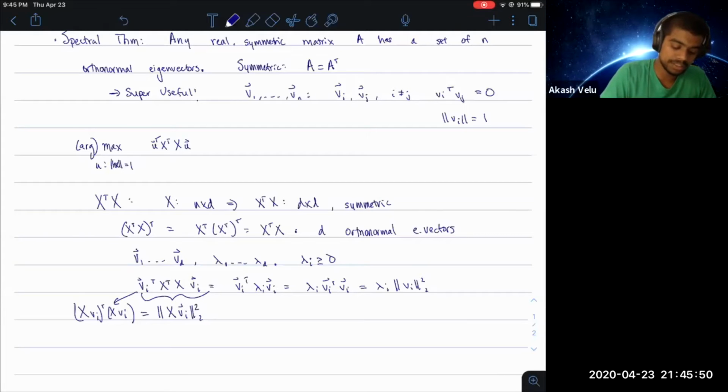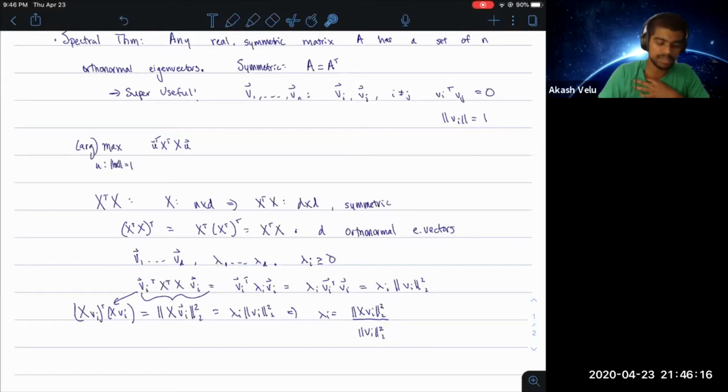So we've basically shown that this is equal to lambda i norm Vi squared, which means that lambda i is equal to X Vi norm squared over Vi norm squared. So the top, the numerator, is a non-negative number because you're squaring something. The bottom is a positive number, assuming that the vector is not the 0 vector, which it can't be because it's an eigenvector. So if you divide two such numbers, this is going to be non-negative. And it'll only be 0 if the numerator is 0. Okay, cool. So this is greater than or equal to 0.